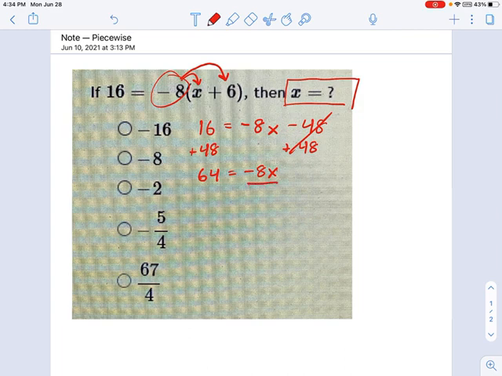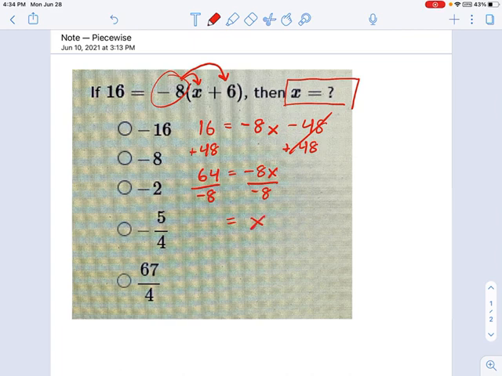Since it's negative 8 times x, I'm going to divide by 8, right? I'm going to undo the multiplication using division. You always have to think about what it takes to undo something. Up here, remember what we did? We undid subtraction using addition. And likewise, now I'm going to undo multiplication using division. So I divide each side of the equation by negative 8.